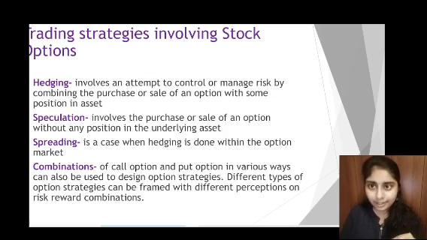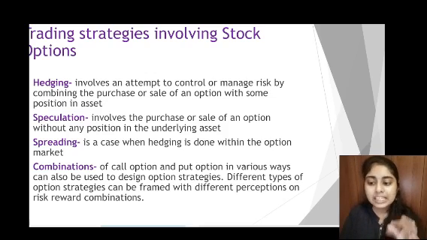We can categorize them into four: hedging, speculation, spreading and combination. Hedging involves an attempt to control or manage risk by combining the purchase or sale of an option with some position in the asset. Next one is speculation. Speculation involves purchase or sale of an option without any position in the underlying asset. When we are not taking a long or short position and we are just purchasing or selling according to our view, then it is speculation.